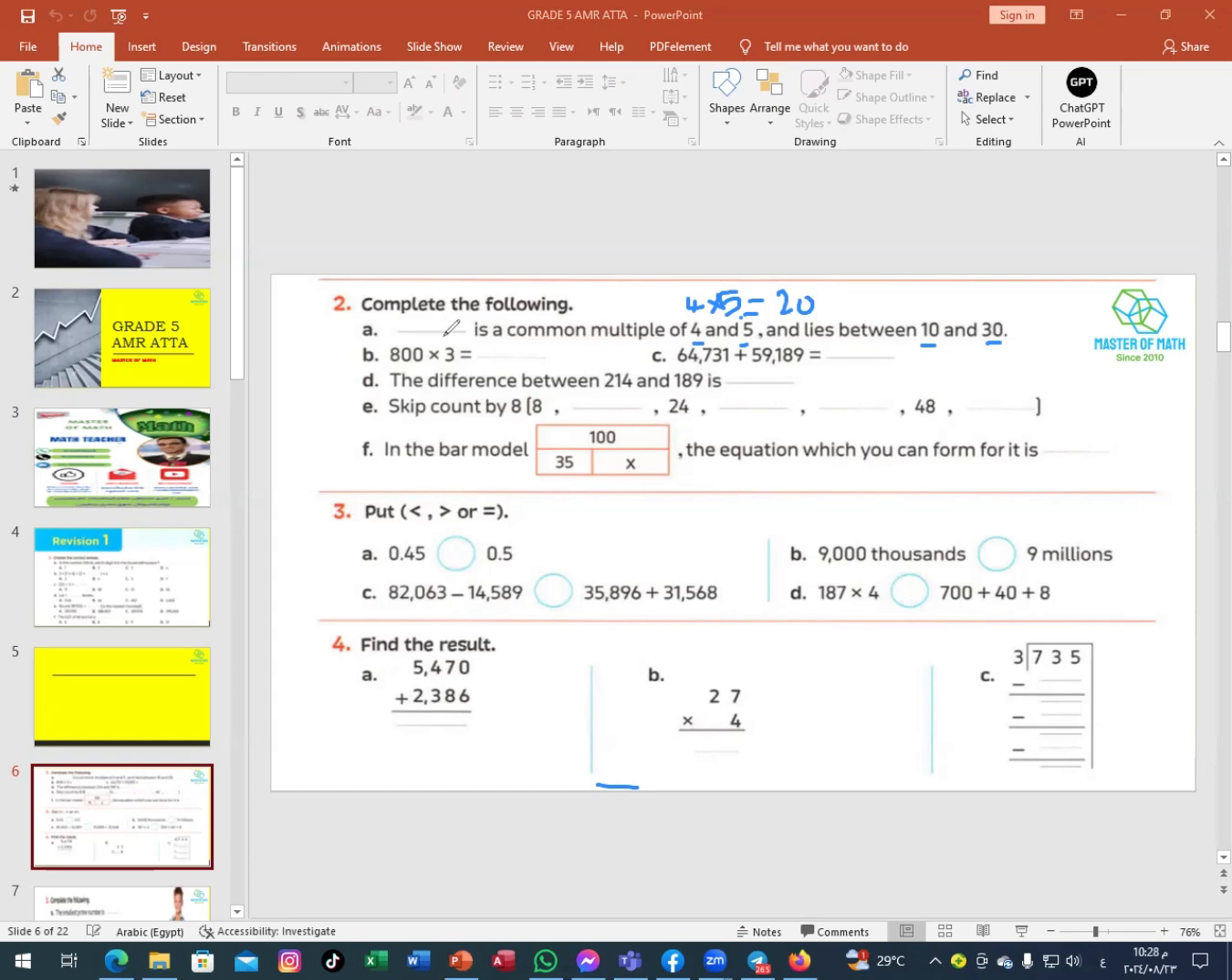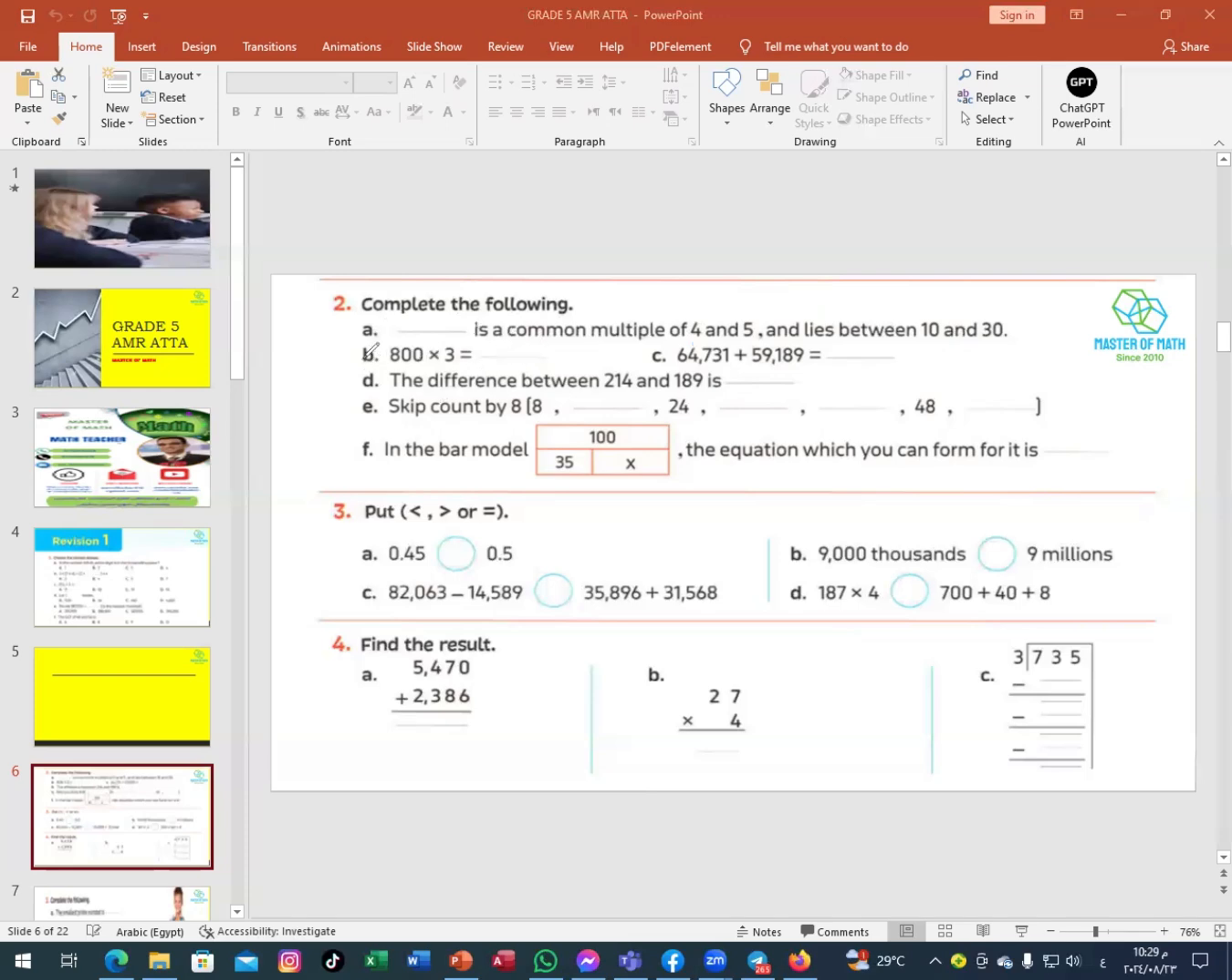Complete the following. What is the number that is a common multiple of 4 and 5 and lies between 10 and 30? I multiply 4 times 5, okay, equals 20. It's 20. The way to answer is to multiply 4 times 5 first and check that it lies between 10 and 30, okay? Okay. The next one, 800 times 3.